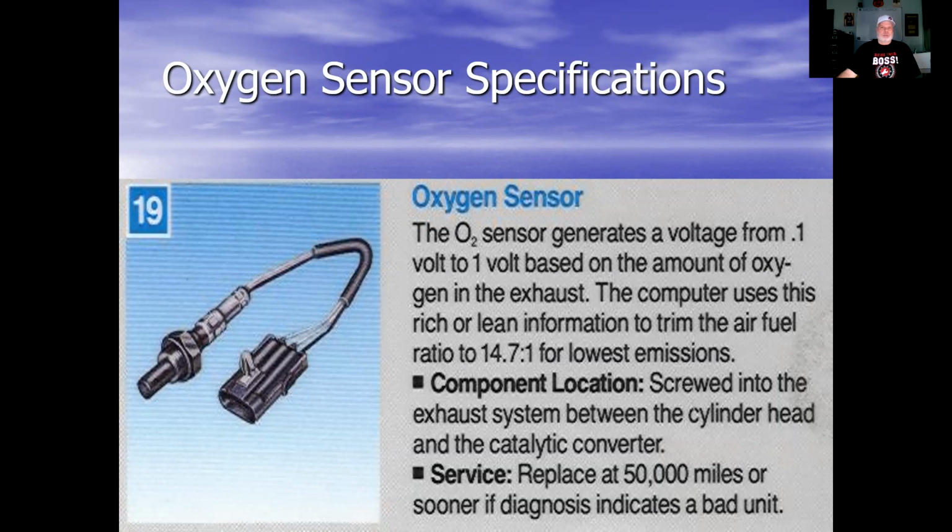We always have one before the catalytic converter and one after the catalytic converter. We have a pre, before, and a post, after. The post sensor is tattletelling on the converter itself to let us know that that converter is working.